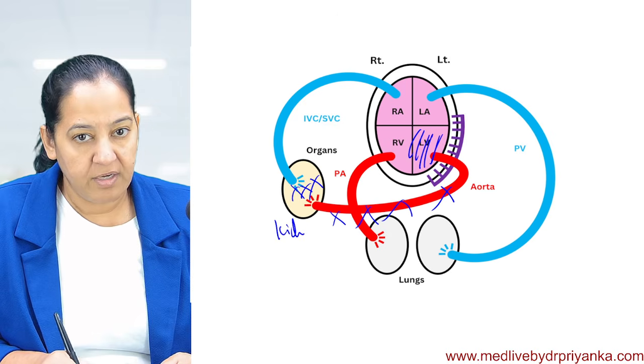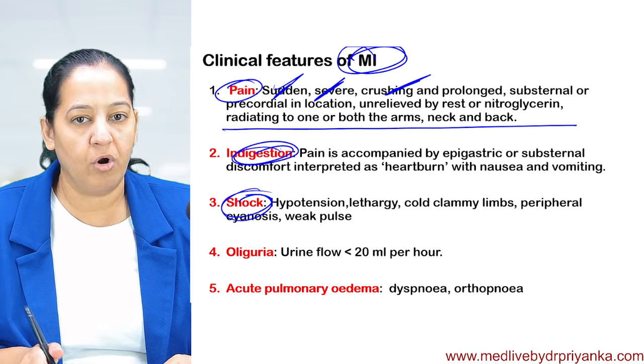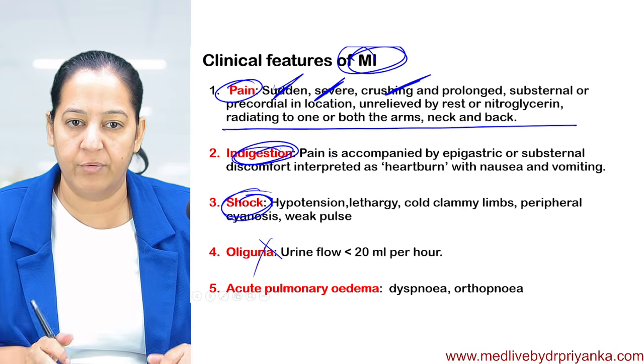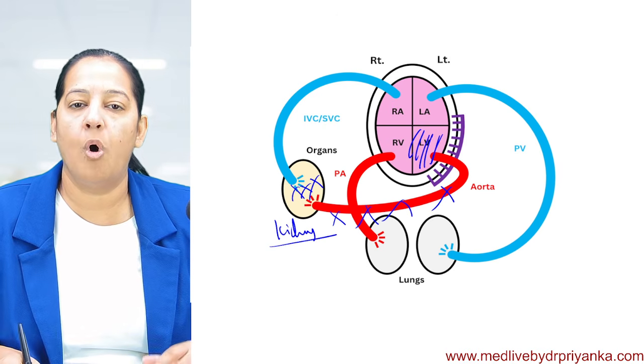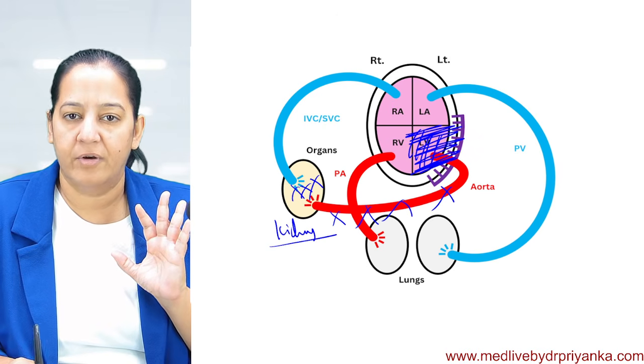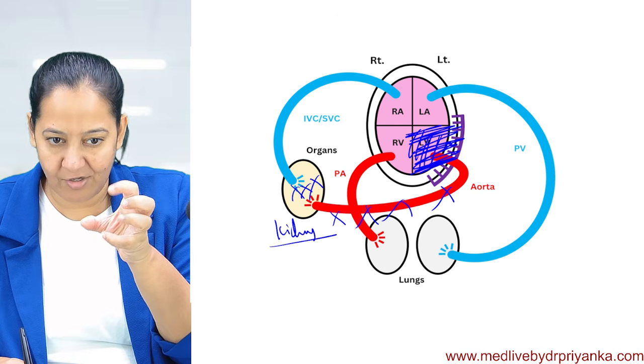Kidney is one of the organs. The kidney also does not receive the blood. If the kidney does not receive the blood, there is oliguria, no urine. Oliguria. And all the blood will accumulate over here, because it is not going ahead. The left ventricle is not pumping.